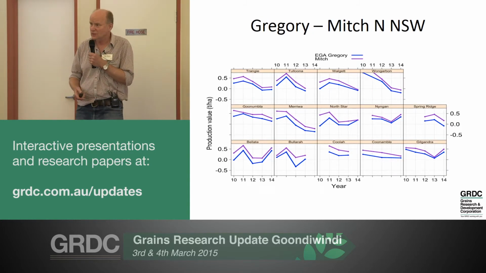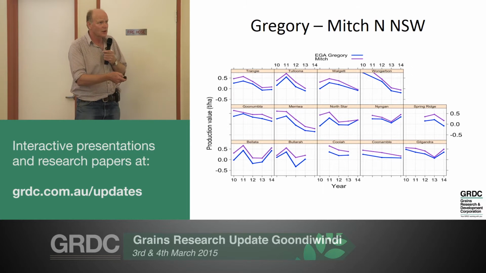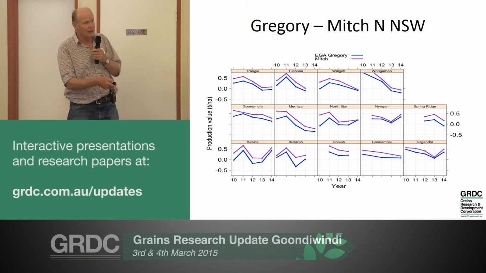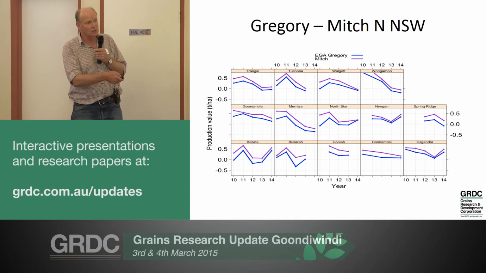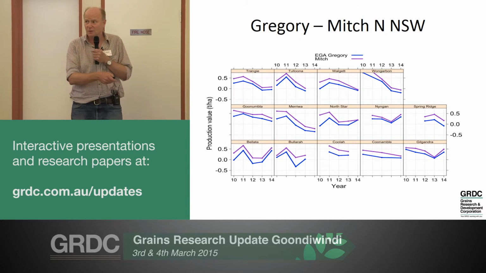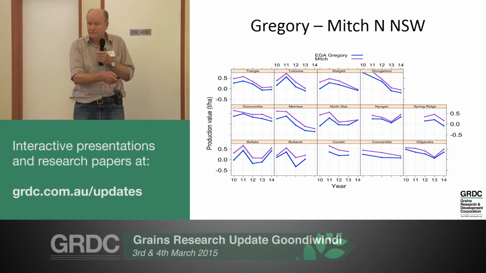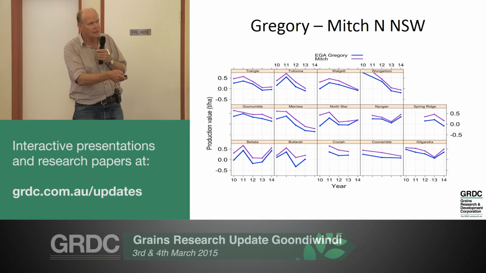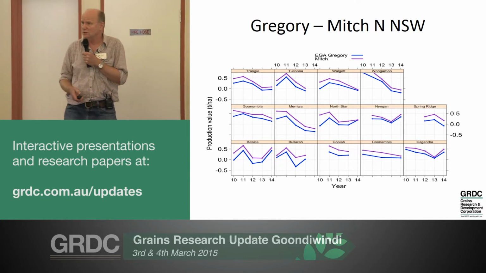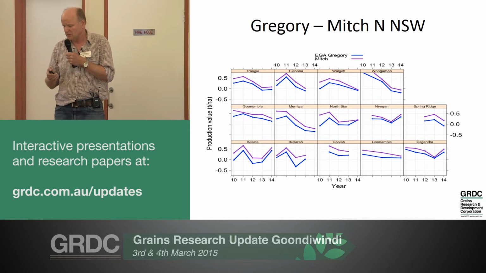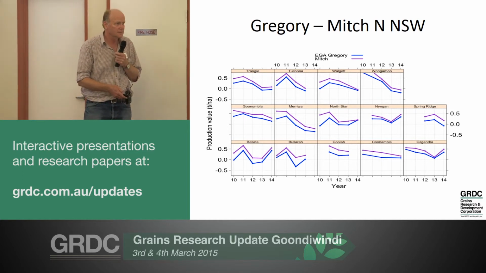There's a few other interesting comparisons. Well, I think they're interesting. Gregory versus Mitch. It's clear from this that Gregory and Mitch respond to environments in a very similar way. Those curves are all parallel, but Mitch is higher yielding. There are locations like Nyngan where they're relatively close together, and locations like Merriwa where Mitch is much more consistently higher yielding.